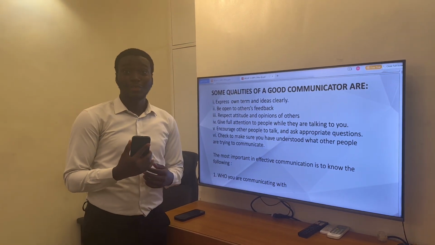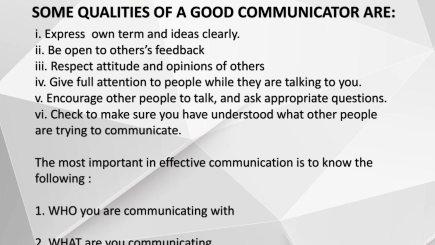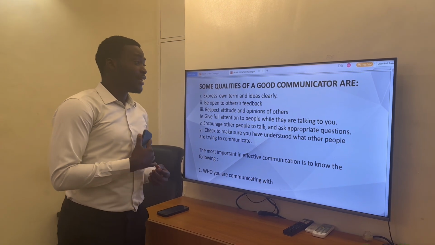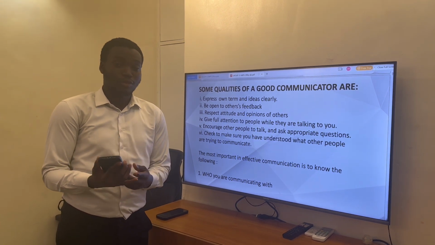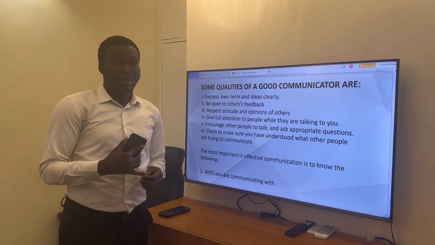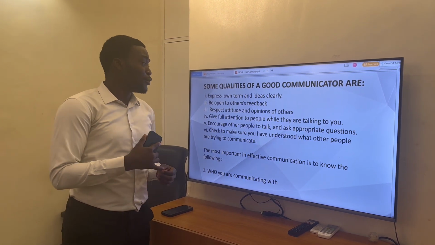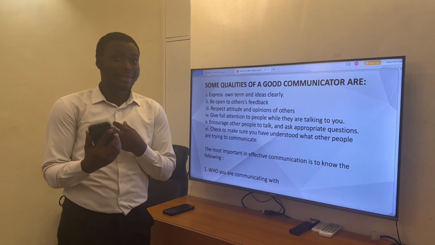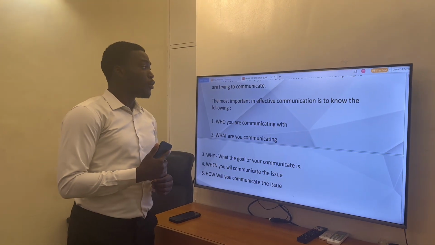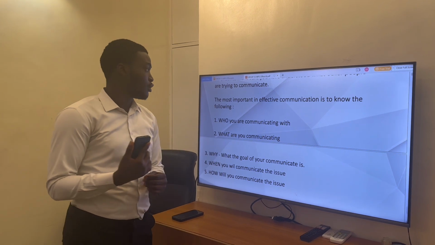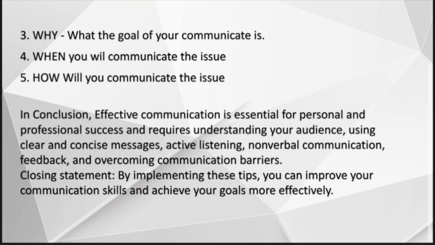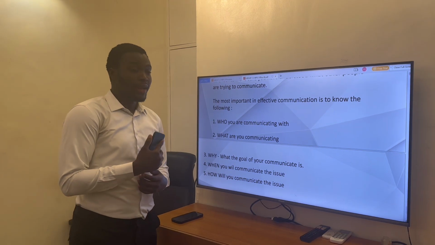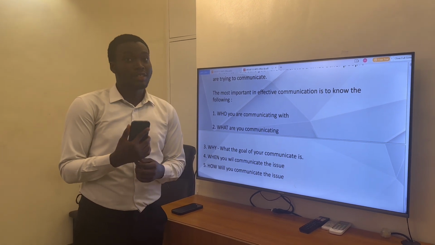Some qualities of a good communicator are: 1. Express your own terms and ideas clearly. Be open and listen to other people's feedback. Respect the attitudes and opinions of other people. Give full attention to the people you are talking to. Encourage other people to talk and ask appropriate questions. Check to make sure you have understood what other people are saying. So the most important parts of effective communication are who you are trying to communicate with, what you are communicating, what the goal of your communication is, when to communicate, and how you will communicate the issue.